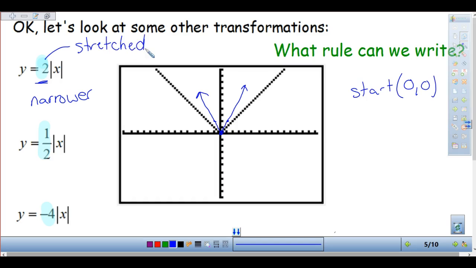Think of Play-Doh with that. I'm making it bigger. With the photo, you're making it larger. You're stretching it. Now with this one, it's a half, so it's actually going to be compressed. I'm making it smaller. So now I'm going to be going up 1 over 2. So now that's my new slope there. And you'll notice it's wider.